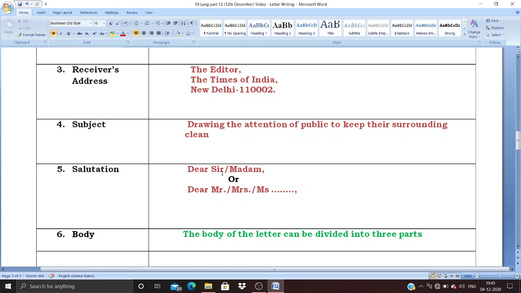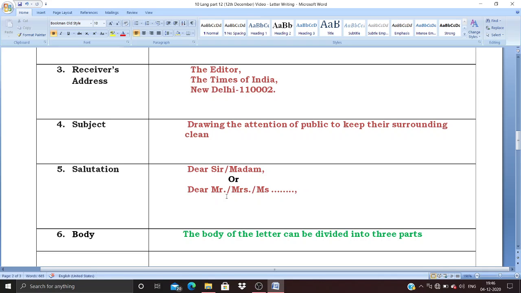salutation only one, either dear sir, comma, or dear madam, comma, dear Mr. By the way, when you write dear Mr., then you cannot write the first name of a person. Suppose you're writing to me, okay, then you have to say dear Mr. Tesra, not dear Mr. Ashim. Wrong English.